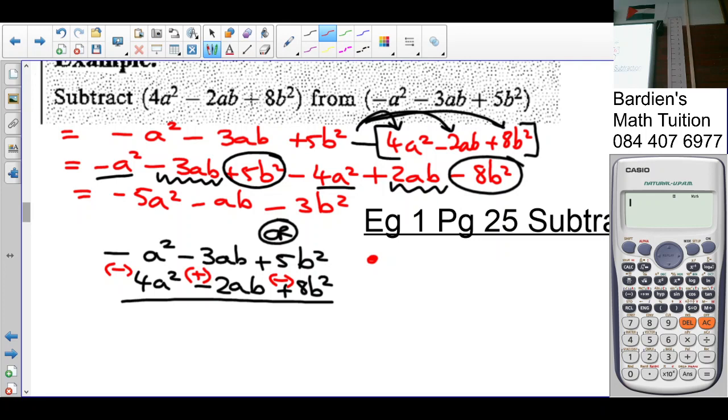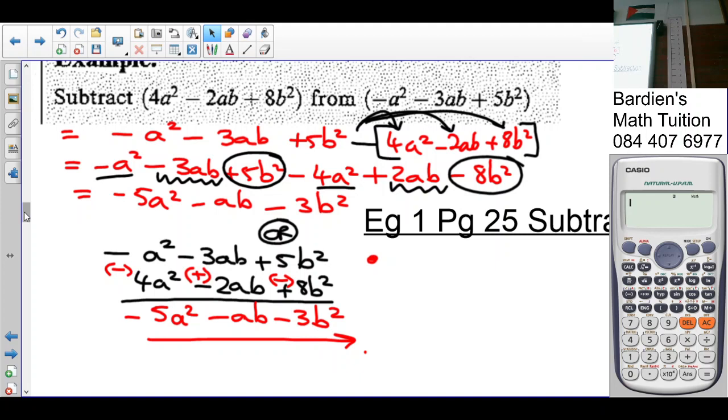So in other words, what is negative a squared minus 4a squared? Negative 5a squared. What is negative 3ab plus 2ab? Negative ab. What is 5b squared minus 8b squared? Is it the same or not the same? Same.